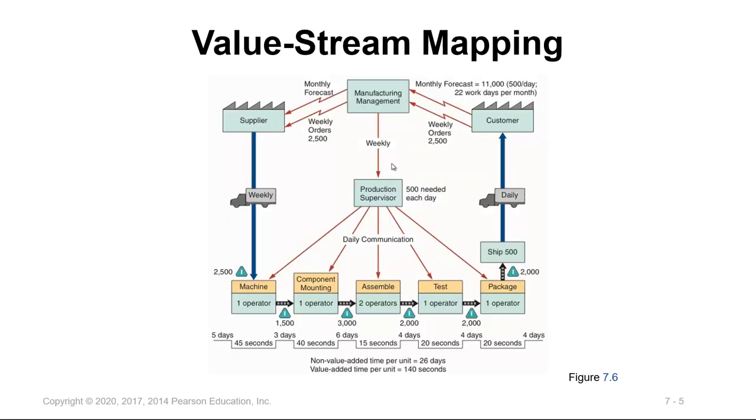This figure shows the value stream mapping of a GPS production company. This is a company that produces GPS systems, and from the mapping you can see that non-value added activities represented by delays or waiting are 26 days. You can see here 5 days until it gets to the machine, 3 days until it gets to the component mounting, and 6 days until it gets to the assembly, and then another 4 days to testing, and 4 days to packaging. So basically all that time was waiting, while the processing was 45 seconds, 40 seconds, 15 seconds, 20 seconds, and 20 seconds. So the non-value added activities were 26 days, while the value added time per unit was 140 seconds only.